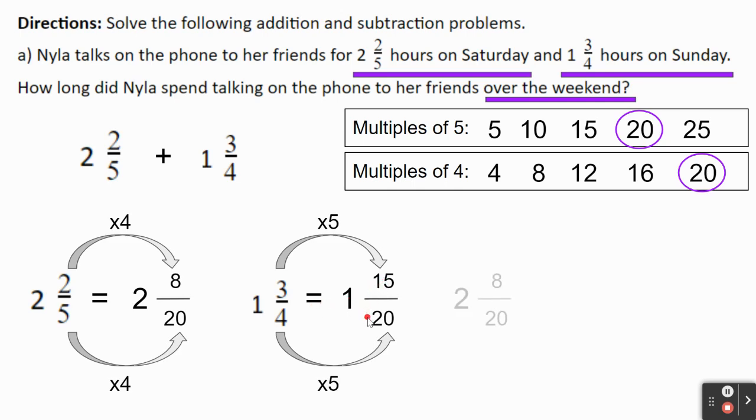1 15/20. So we're going to be adding now our equivalent fractions, which were 2 8/20 plus 1 15/20. When we add those together, we get 3 23/20. So Nyla talks on the phone for 3 hours and 23/20 of another hour. Later on, we're going to learn how to rewrite this in a simplified form.